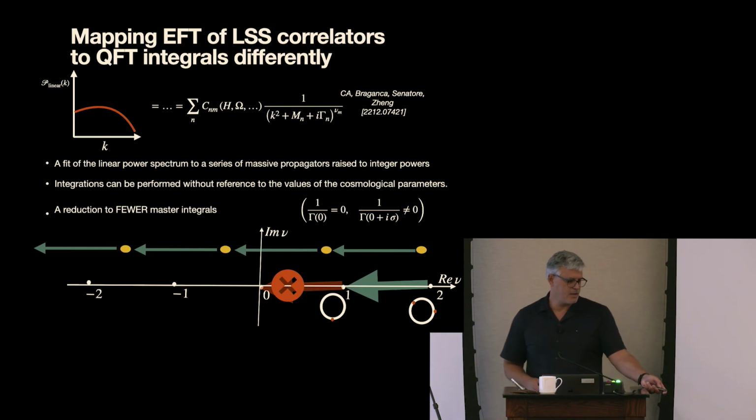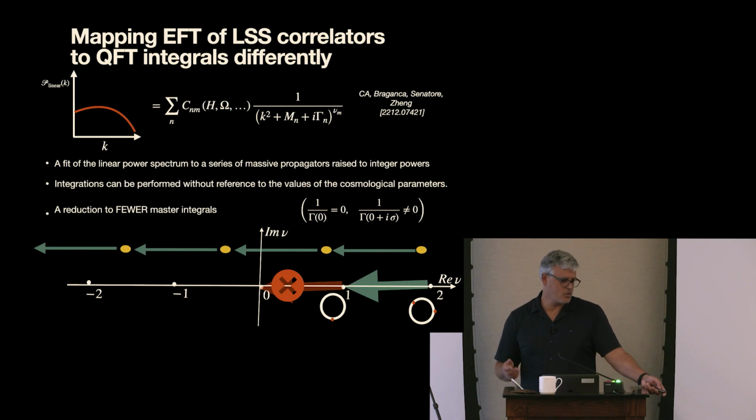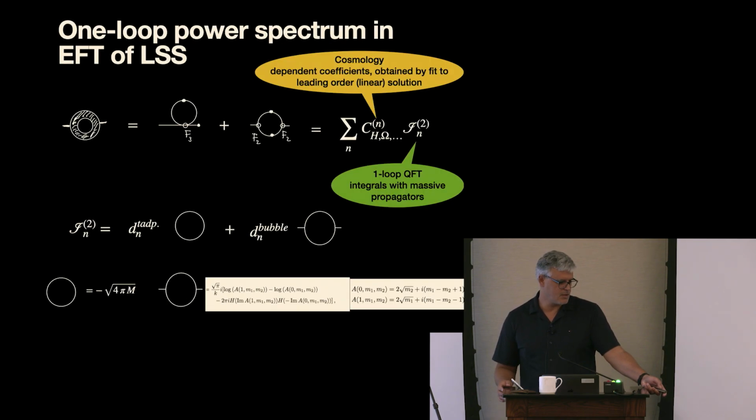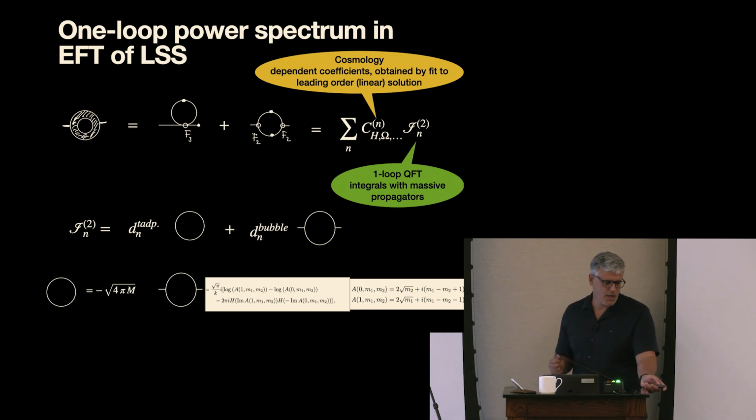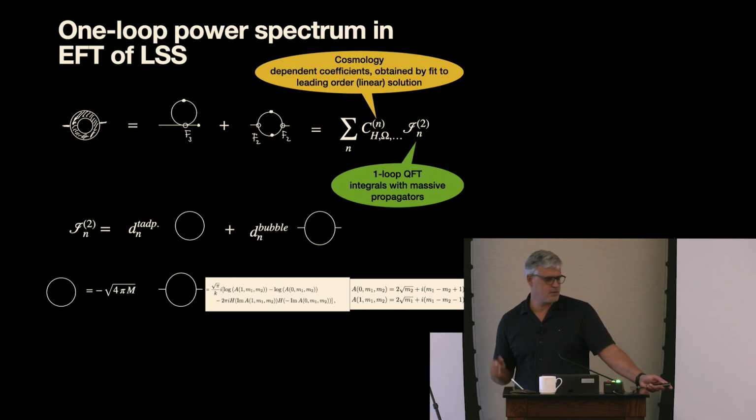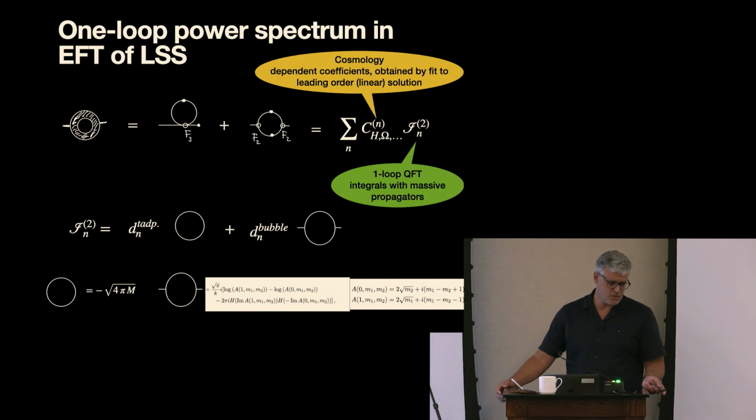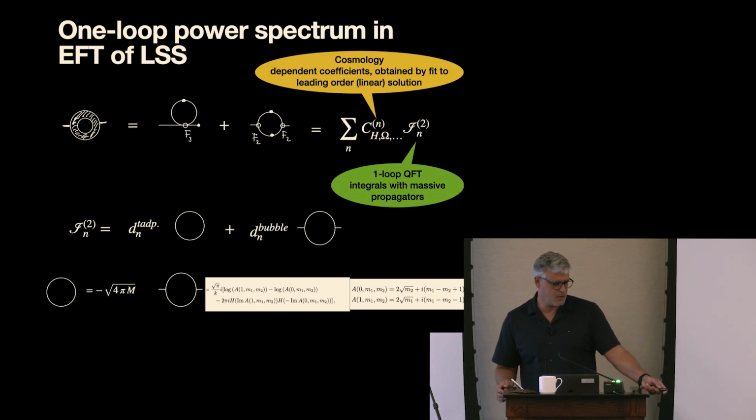Then you can apply reduction techniques. I will not really say much about it anymore because I'm running out of time. And then you can really reduce this object down to master integrals that we know, like bubbles and tadpoles. This is for the two-loop power spectrum, for the one-loop power spectrum, for example.